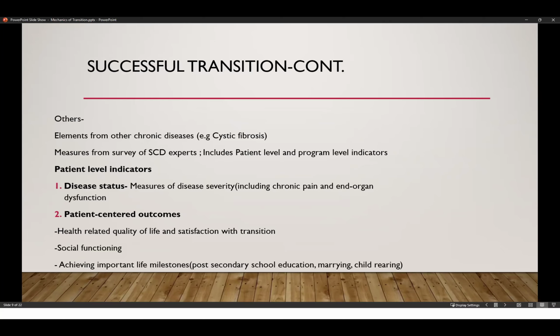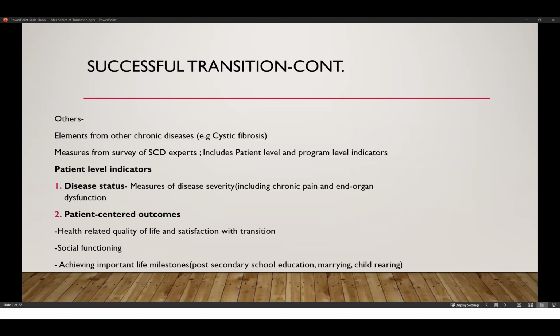So continuing, after those 4 concepts, there are other concepts that have been developed. One is looking at elements of other chronic diseases. So for example, cystic fibrosis, how do they do their transition? We can pick up elements from there to guide your own, to tell you whether yours is successful or not. There have been other measures that have come up from surveys from sickle cell disease experts, and these have been divided into the patient level and program level indicators. And we'll talk about this briefly.